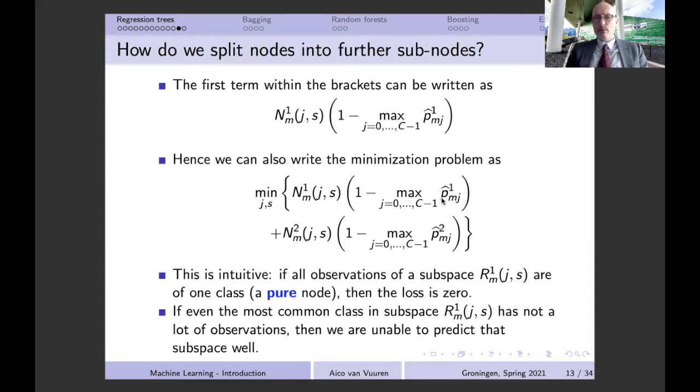Suppose that the highest p hat that we have over here is actually relatively small. Then generally we will not be able to predict that particular subset very well. In that sense, it's good to look at a particular example. Suppose that we have 5 different classes, and suppose that the highest p hat is equal to 30%. Well, that's of course not that large.